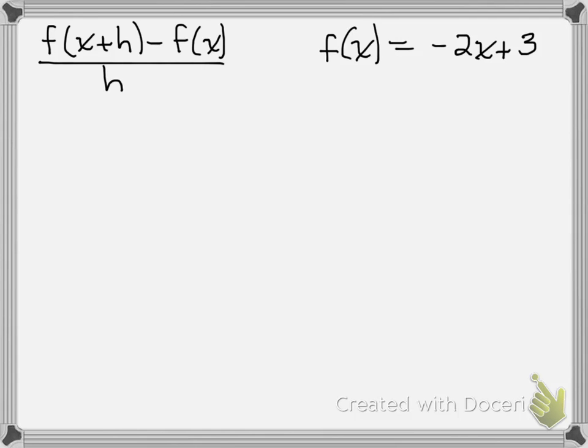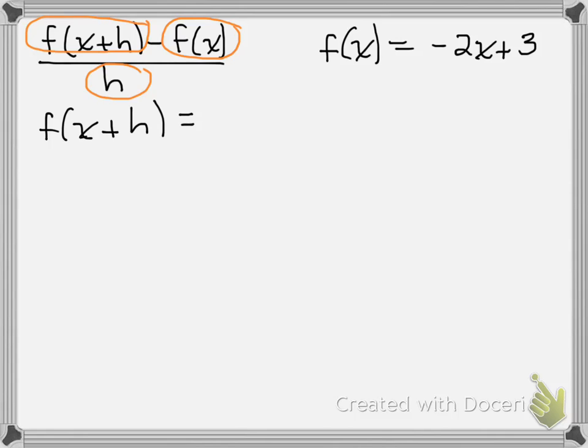So in the difference quotient, there's three pieces that we need to be aware of. We have f of x plus h, the original f of x, and this value h. So the first thing we're going to have to do is gather these three pieces. Now we already know what f of x is because that's given to us in the original equation. We're going to need to calculate f of x plus h.